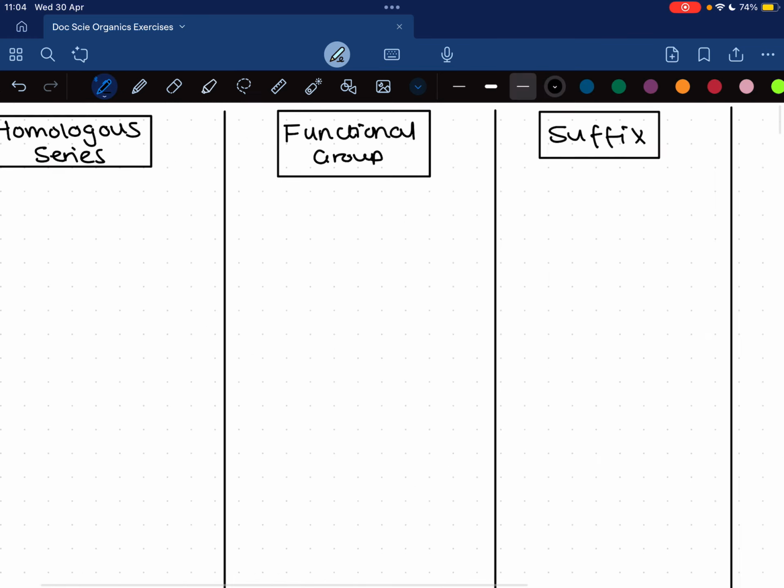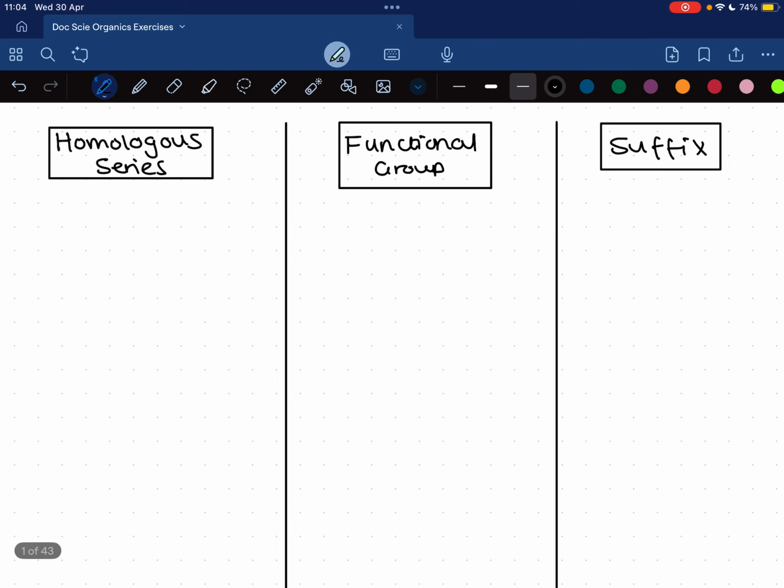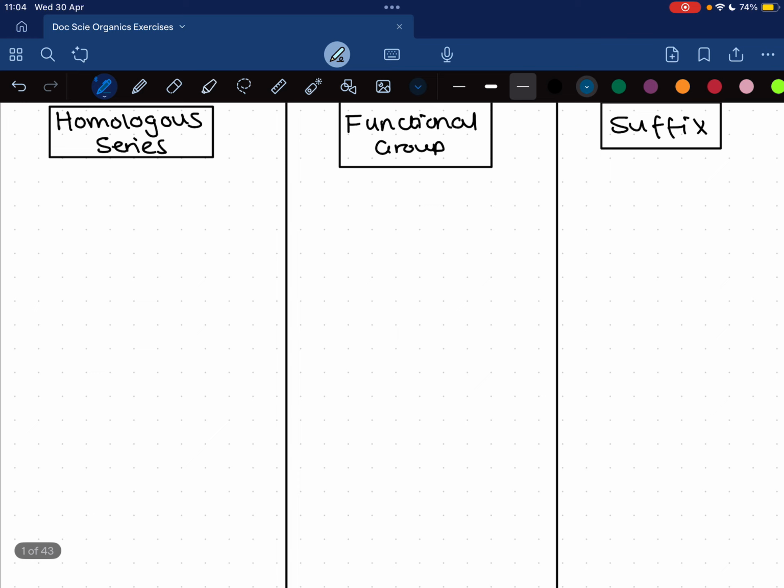So the homologous series that we've discussed so far, the first one are the hydrocarbons. Now there are 2 hydrocarbons. The first one, which forms part of the homologous series, are the alkanes. Alkanes are saturated hydrocarbons. I'm going to put that in brackets just as an additional note. They are saturated hydrocarbons. That just describes what they are.